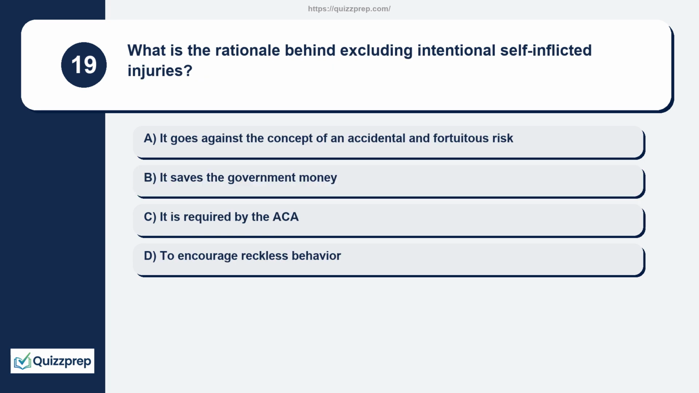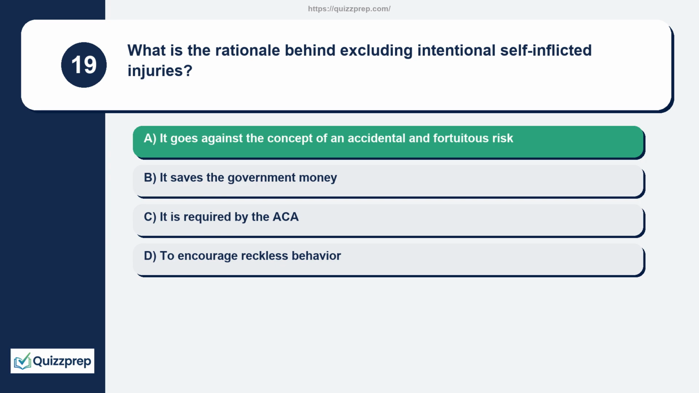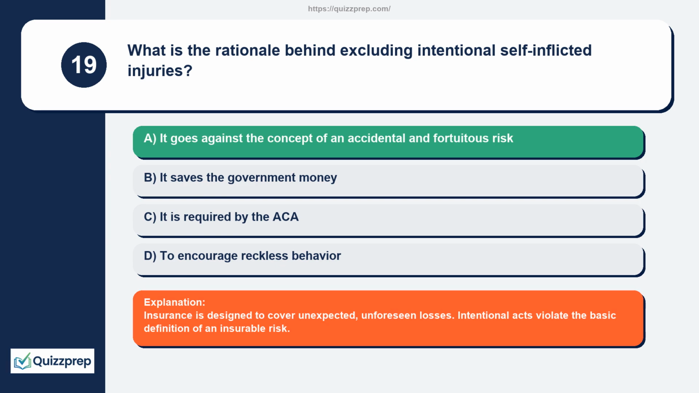Question 19. What is the rationale behind excluding intentional self-inflicted injuries? It goes against the concept of an accidental and fortuitous risk. It saves the government money. It is required by the ACA to encourage reckless behavior. Insurance is designed to cover unexpected, unforeseen losses. Intentional acts violate the basic definition of an insurable risk.